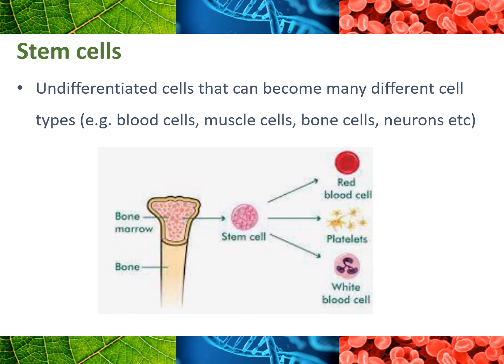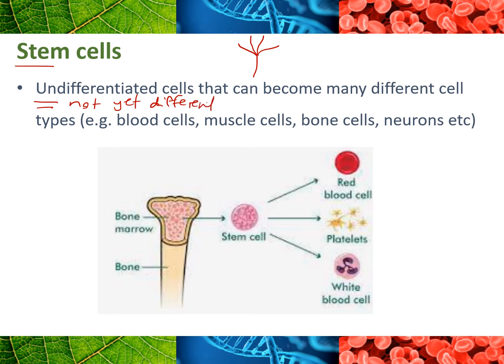Okay, so focusing mostly today on stem cells. And if you think of a stem being something that kind of leads and branches out to something else like a tree, that's basically what we're talking about here with cells. So stem cells are what we call undifferentiated cells, meaning they are not yet different, that can become many, many different types of cells.